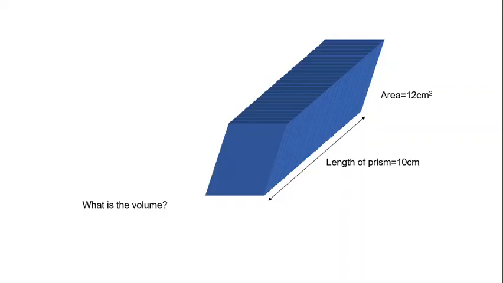Well, I have 10 centimeters worth of that area of 12 centimeters squared. So the volume is 12 times 10, which is 120 centimeters cubed. That is the volume of this prism. Let's look at another one.